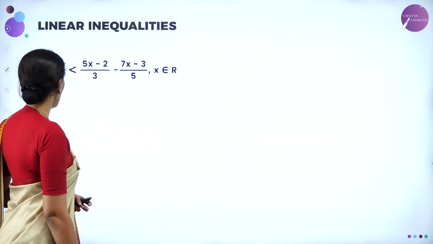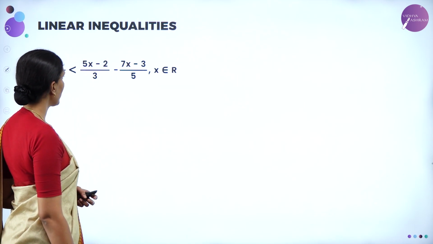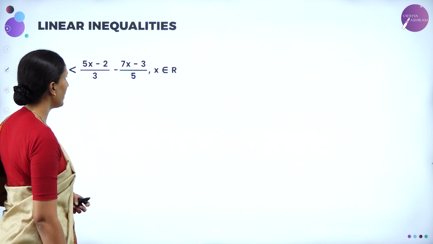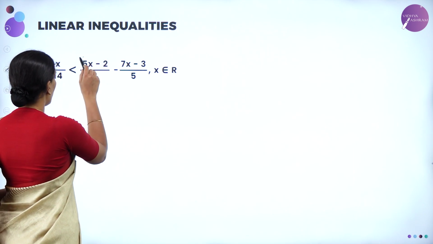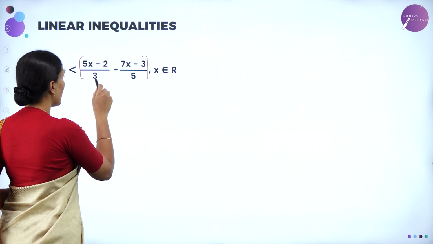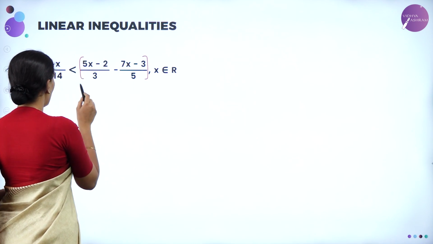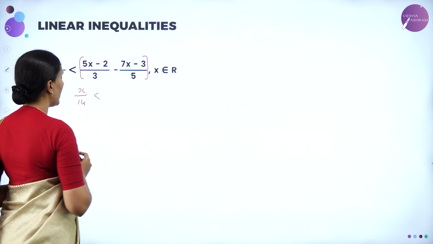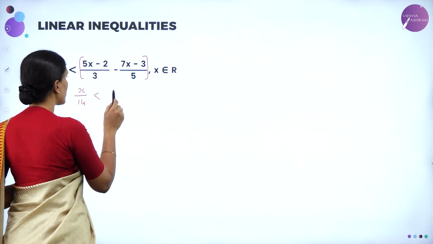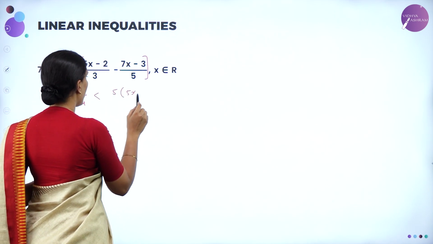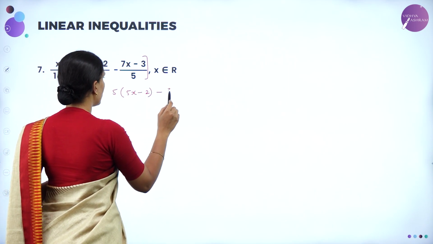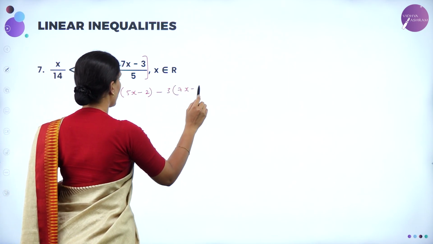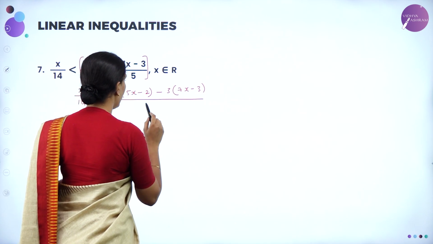Next one, x by 14 less than 5x minus 2 by 3 minus 7x minus 3 by 5. Let us solve this using the LCM of 3 and 5. We'll keep as it is x by 14. The LCM of 3 and 5 is 15. So, here it is 5 into 5x minus 2 minus 3 into 7x minus 3 whole divided by 15.